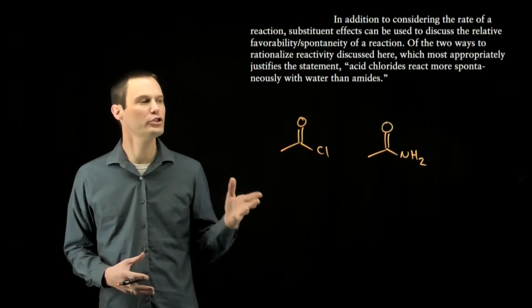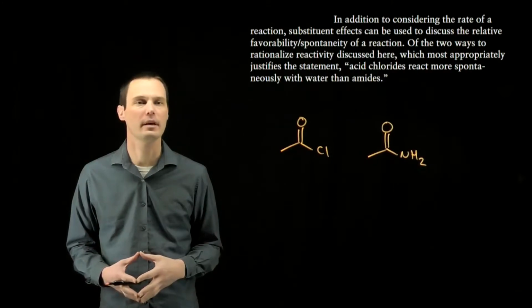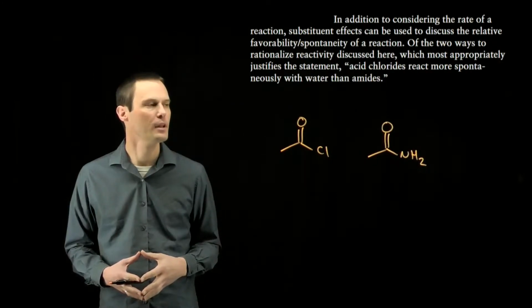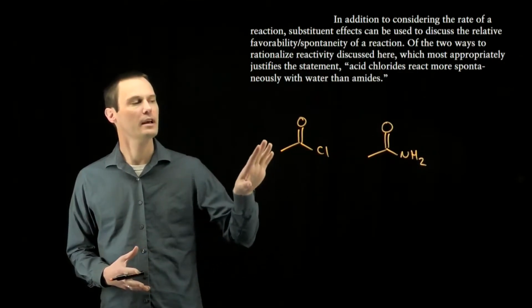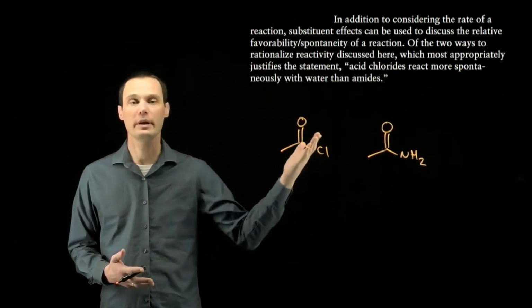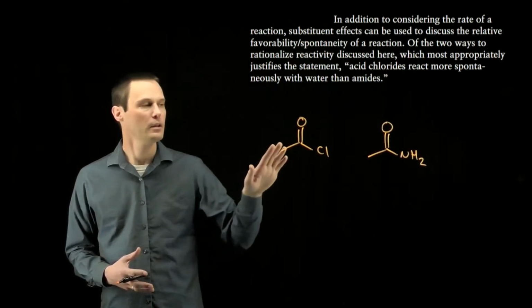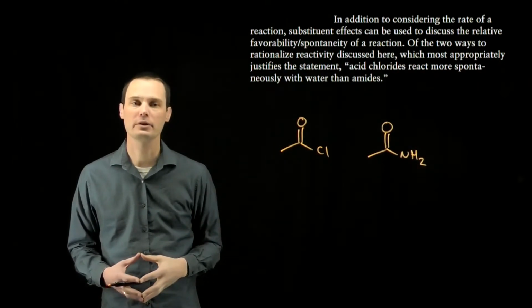This assessment asks us which justification is more appropriate when we say that acid chlorides react more readily with water than an amide does. The difference between the two is the chlorine versus the nitrogen. Chlorine is an electron withdrawing group through induction, whereas nitrogen is an electron donating group through resonance. The electron withdrawing group of the chloride makes the carbonyl carbon of the acid chloride more electrophilic.